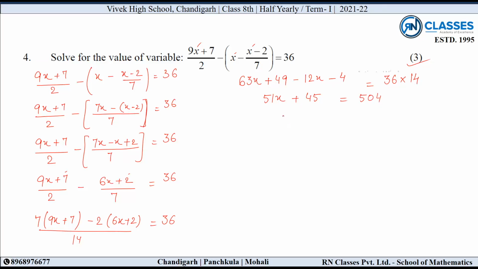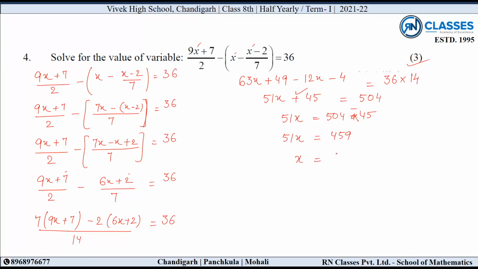45 के side change करो, 51x will be equal to 504 plus 45. प्लस था, यहां जाके क्या हो जाएगा? ये गलती नहीं, minus 45. Be very careful about it. 51x would become 459. 504 minus 45, do it, you'll get the answer.